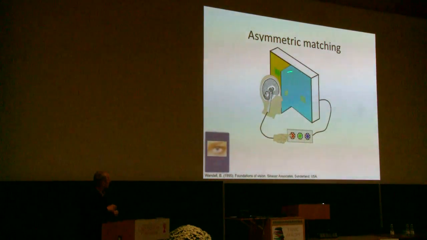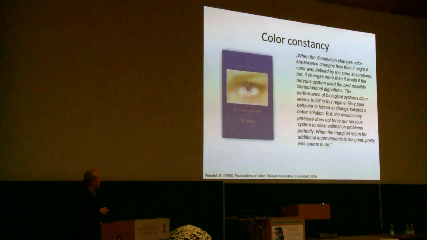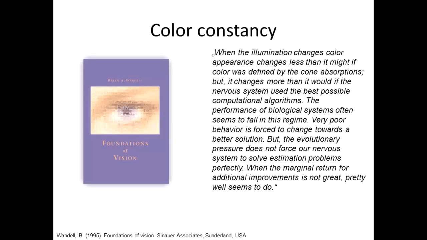And using these relatively simple setups, people have found that there was just a little bit of a correction for color constancy. Brian Wandell very nicely summarized this in his book Foundations of Vision: when the illumination changes, color appearance changes less than it might if color was defined by the cone absorptions. So there is a little bit of color constancy, but it changes more than it would if the nervous system used the best possible computational algorithms. So this means that it's not perfect.